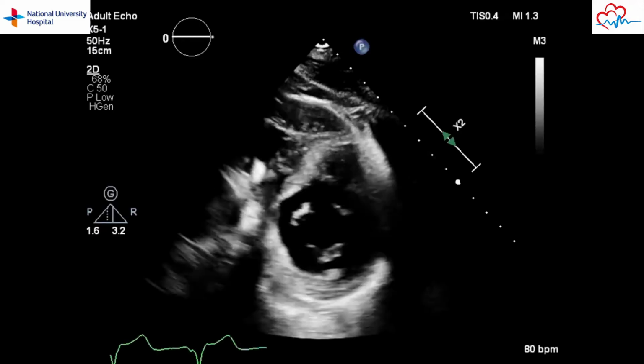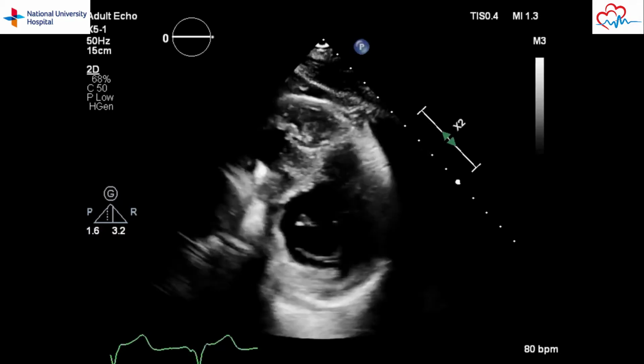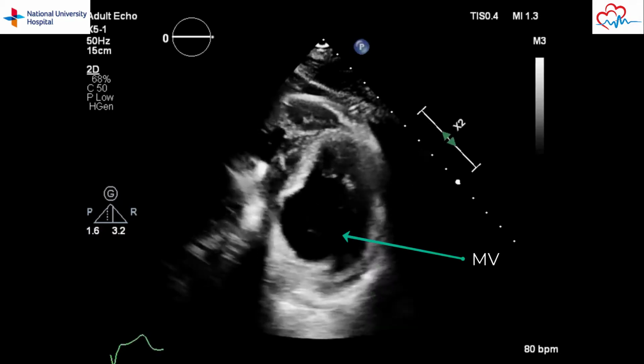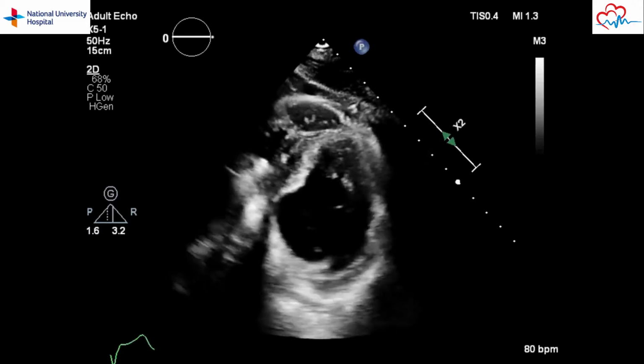We are imaging the LV in its short axis at the level of the mitral valve here. The opening of the mitral valve can be seen as a fish mouth in the middle of the LV cavity. The basal segments of the LV are visualized.